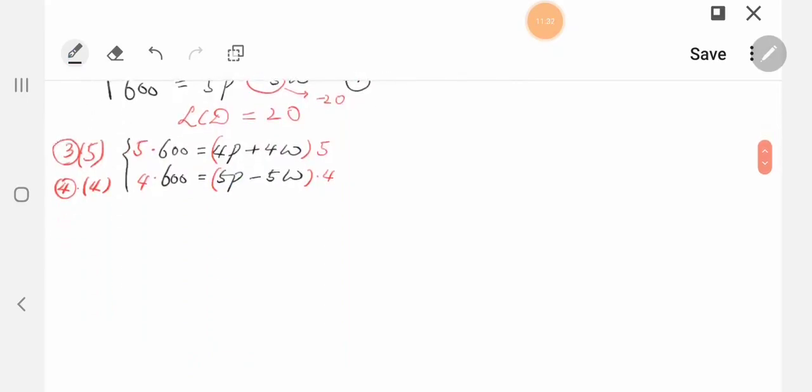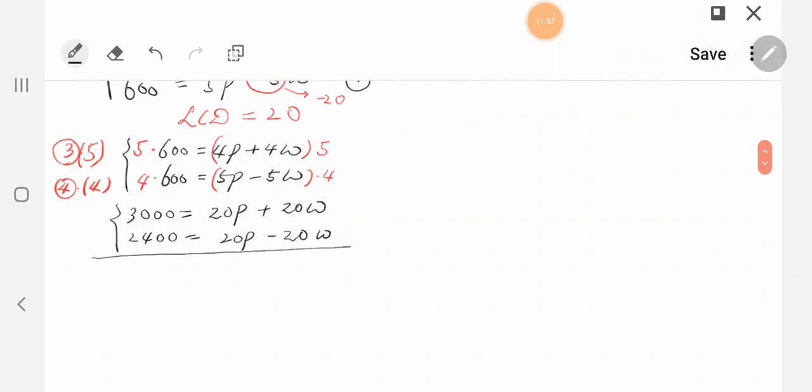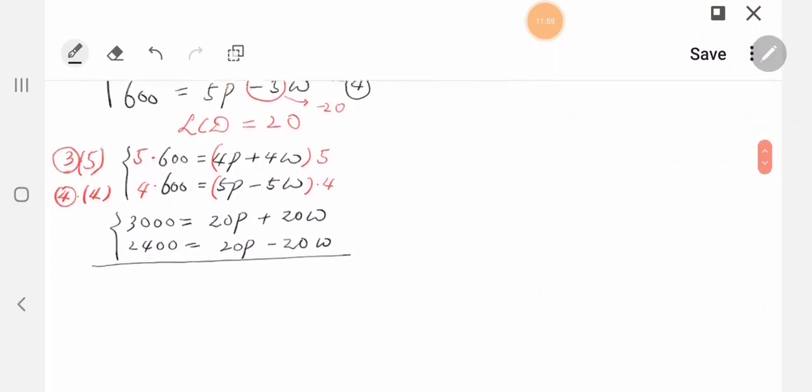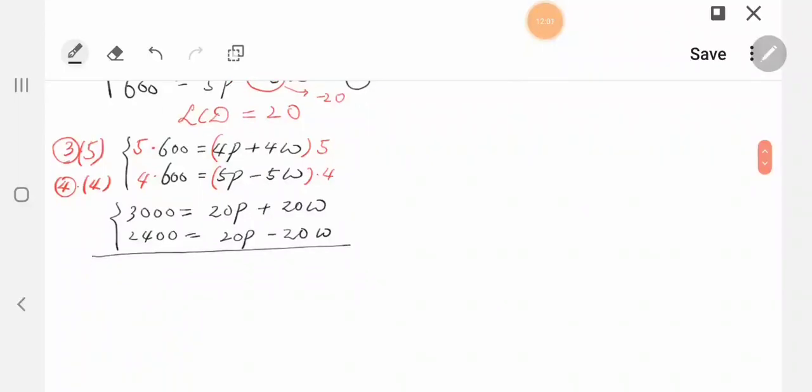And then that will be 3000 is equal to 20P plus 20W, and 2400 is equal to 20P minus 20W. Okay, so we got this. Let's say this is equation 5 and 6, doesn't matter.